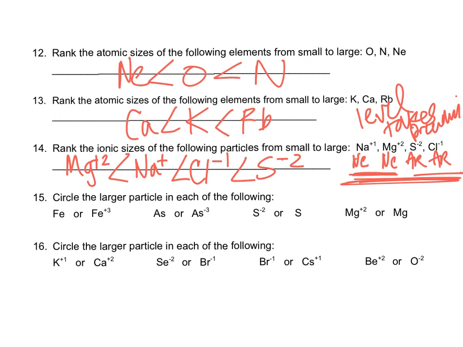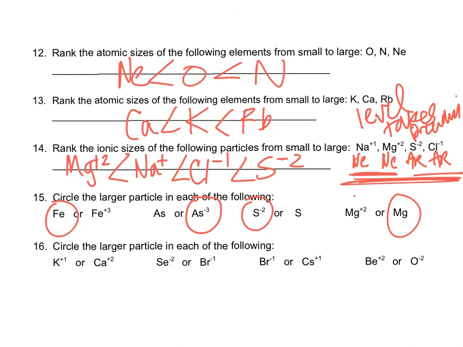So now let's just quickly finish these up. Circle the larger particle in each of the following. All right, if we've got a neutral atom and its cation, same number of protons, but that Fe+3 has less electrons to pull on, so it's going to be smaller. So that's the bigger one. I know the one here, they both have the same number of protons, As, but the one with the more electrons is going to be larger because that's more stuff for those protons to pull on. So here, negative is larger, and here, neutral is larger.